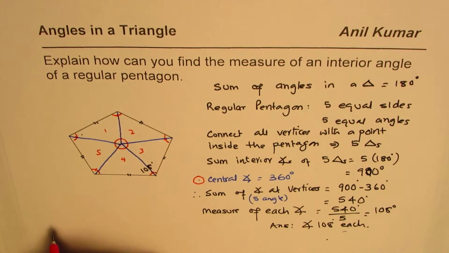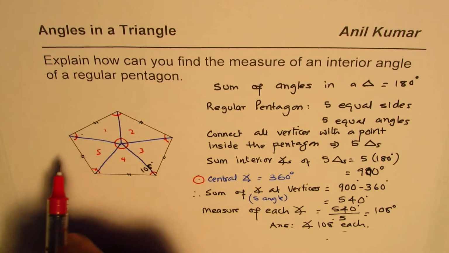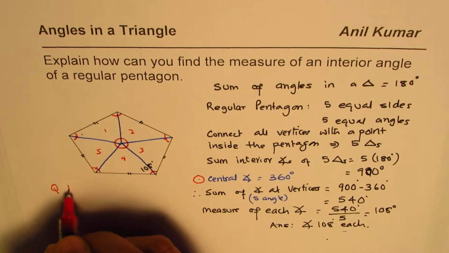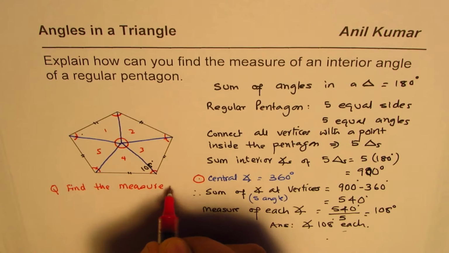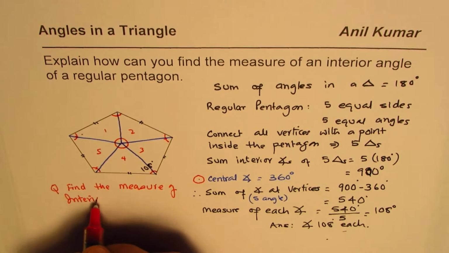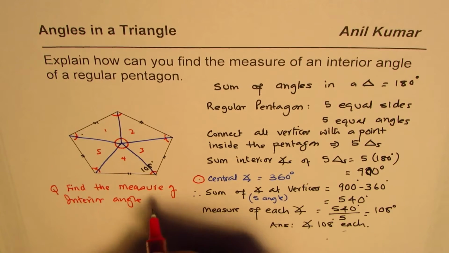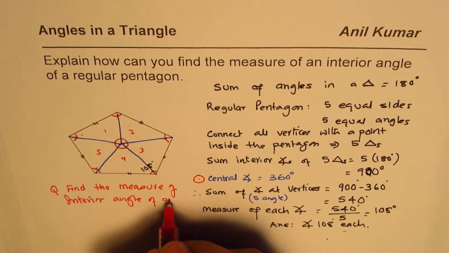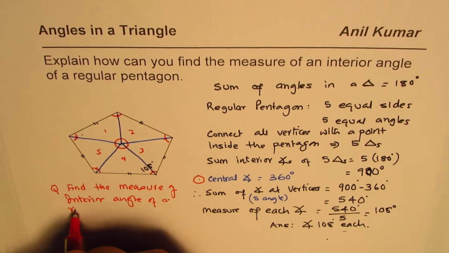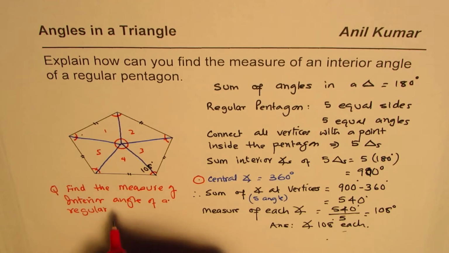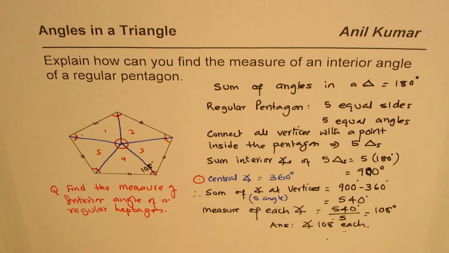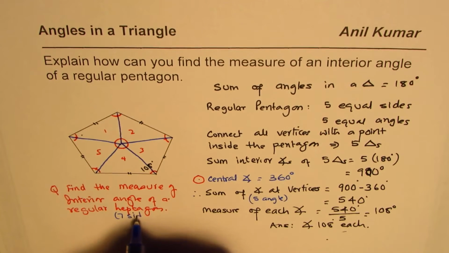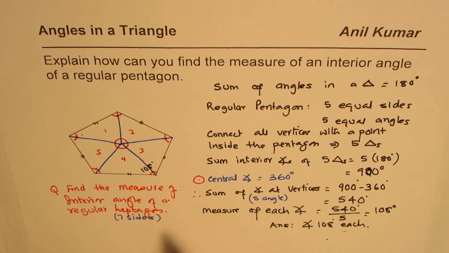Now this method can be applied to any regular two-dimensional figure. So for you the question is, find the measure of an interior angle of a regular, let us say, heptagon. Now a heptagon is a figure which has how many sides? 7 sides, right? So you can find for a heptagon, an octagon, an 8-sided figure, a nonagon, a 9-sided figure.